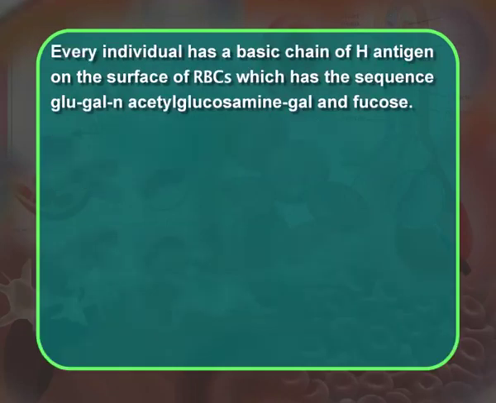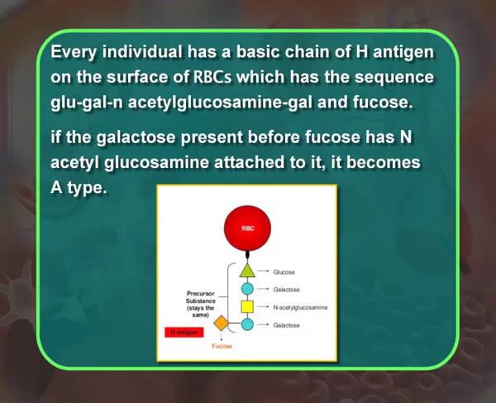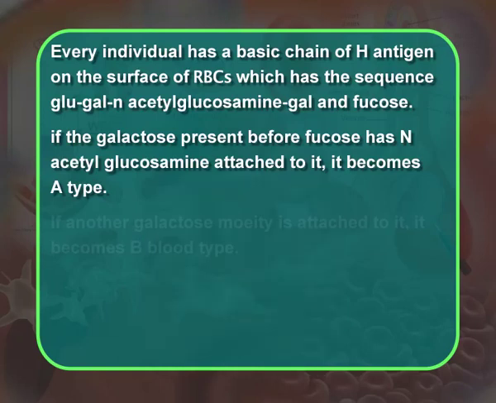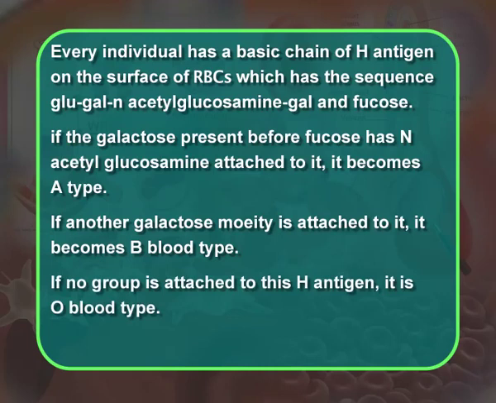For example, every individual has a basic chain of H antigen on the surface of RBC, which has the sequence glucose, galactose, N-acetylglucosamine, galactose and fucose. As you can see in the figure, if the galactose present before fucose has N-acetylglucosamine attached to it, it becomes A type. If another galactose moiety is attached to it, it becomes B blood type. And if no group is attached to this H antigen, it is O blood type.